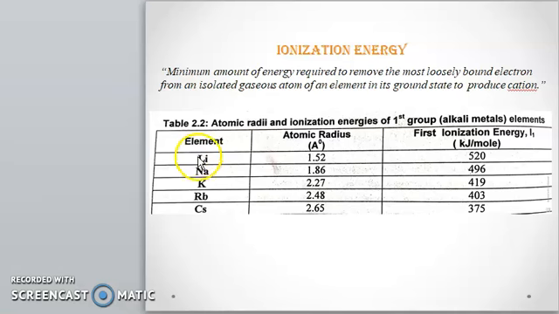Here all these elements have loosely bound electrons, so here is the atomic radius of each particular element, and here is their first ionization energy. So lithium has 1.52 angstrom radius, and the ionization energy is indicated by IE, that is ionization energy, or IP, that is ionization potential, and it is measured in kilojoule per mole.